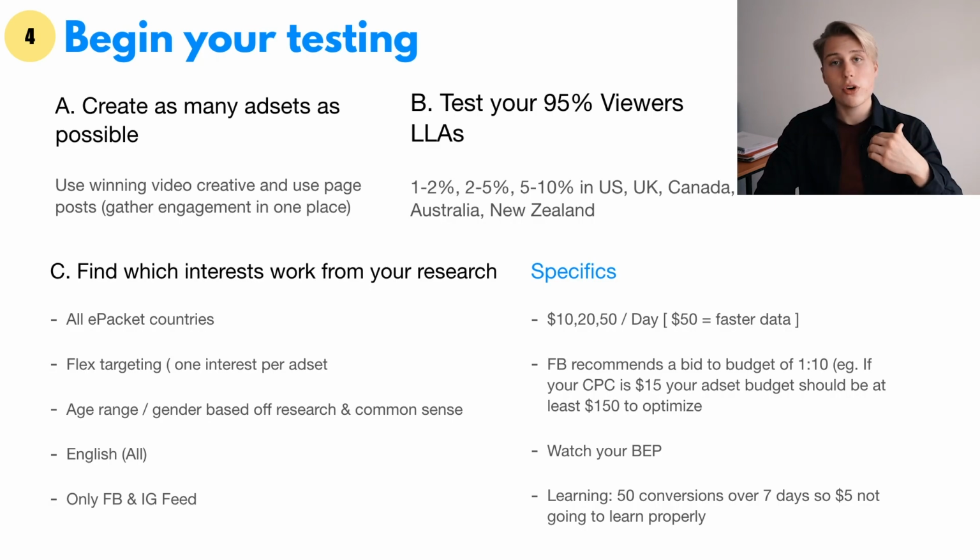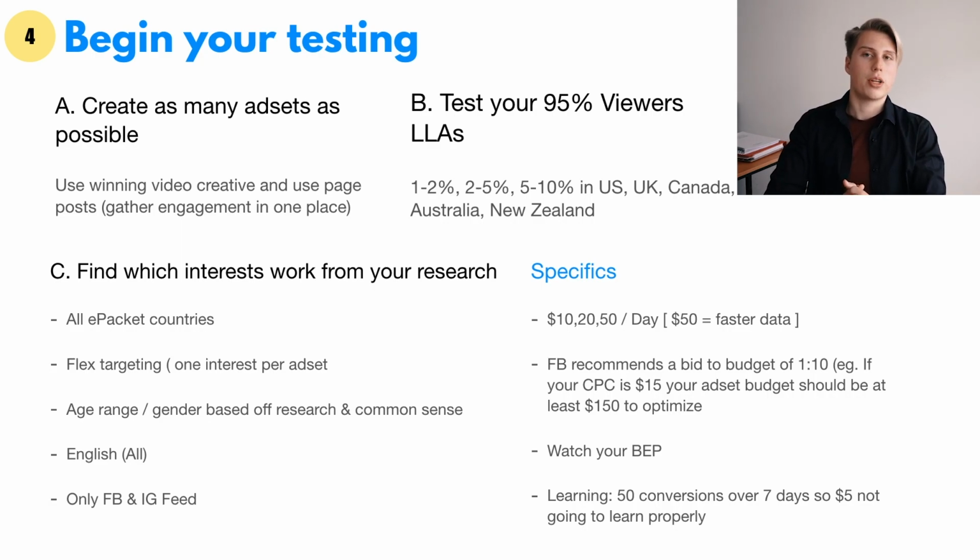Learning phase. So when you first start an ad set, remember Facebook is learning. In order to learn, it needs 50 conversions over 5 days. So a $5 ad set per day is not going to learn properly. What that means is if you're spending $5 a day, over 7 days, that's $35. Okay, so for $35 worth of ads, you need 50 conversions for Facebook to optimize. Now, it is very difficult to get 50 purchases on $35, even if you're selling an extremely cheap product. And that's why I don't recommend $5 ad sets like I know a lot of people do.